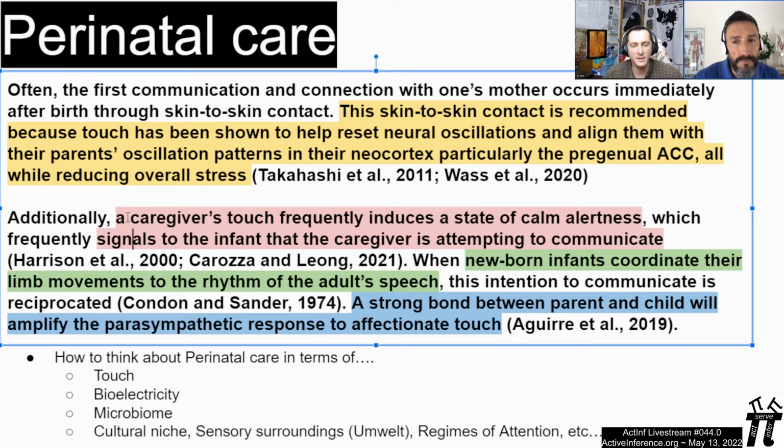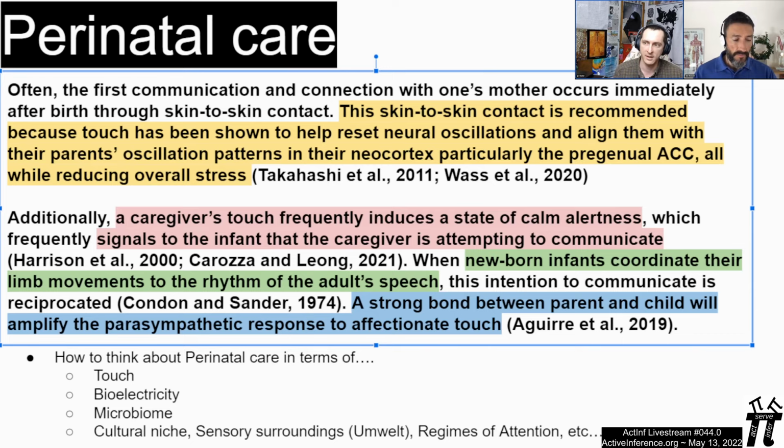That's interesting. Yeah. And one interesting part here is a caregiver's touch is signaling to the infant that the caregiver is attempting to communicate. From our adult perspective, we might be more familiar with a child tugging on our shirt, trying to signal that they would like to communicate. That's like an ostensive cue from an active inference perspective. It's a signal that is directing attention. But this is actually looking at it the other way, which is the touch from the caregiver signaling to the infant, who may be in a pre-linguistic state, that they want to communicate.